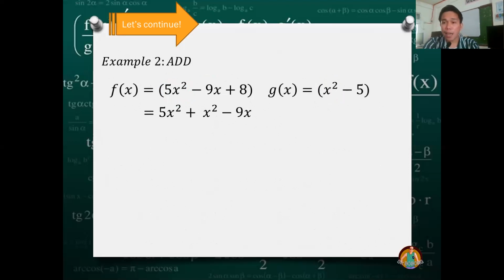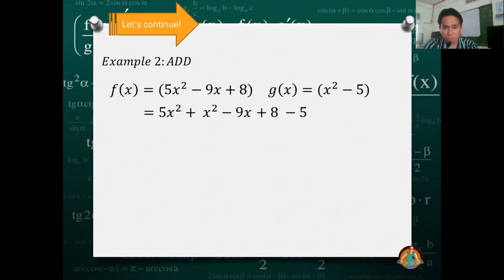So, negative 9x lang. Kasi wala siyang pares sa g of x natin. Sa g of x natin, walang x lang. Okay? So, x squared lang tsaka negative 5. So, wala siyang partner. Next. Positive 8 and negative 5, they are both numerical coefficient or integer. So, we can combine them. Okay, so yun na.